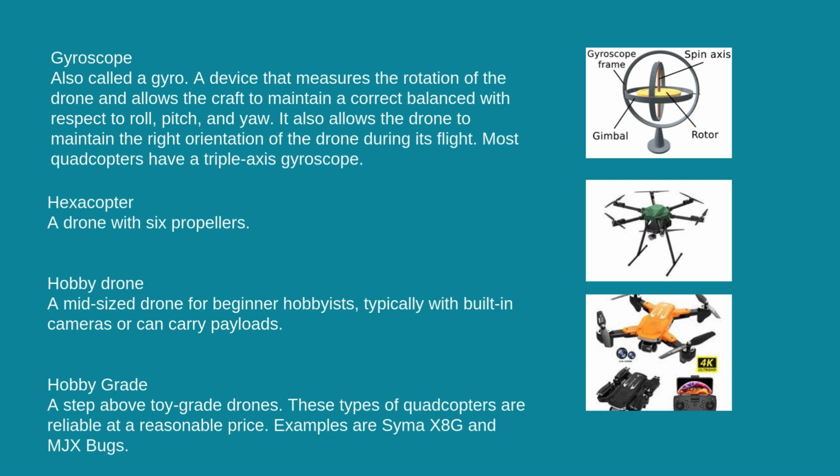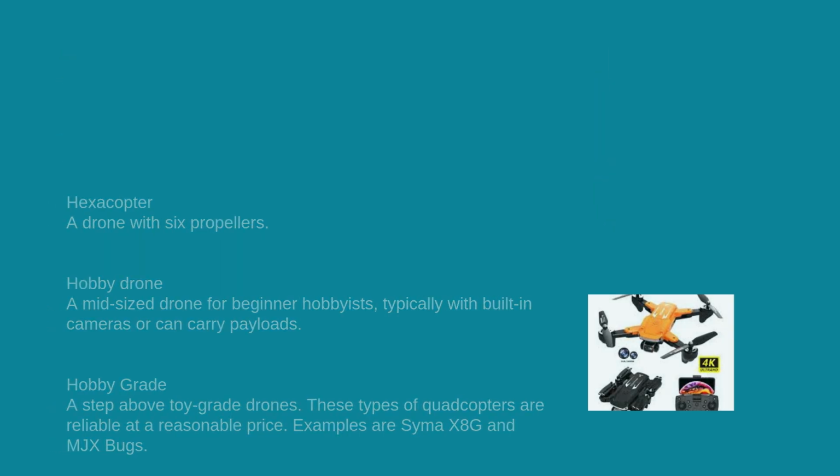Hobby drone: a mid-sized drone for beginner hobbyists, typically with built-in cameras or able to carry payloads. Hobby grade: a step above toy-grade drones. These types of quadcopters are reliable at a reasonable price.